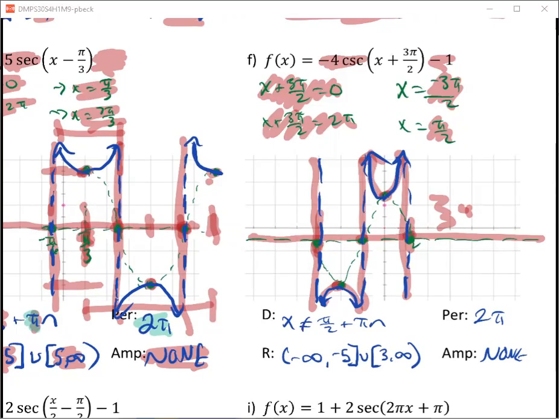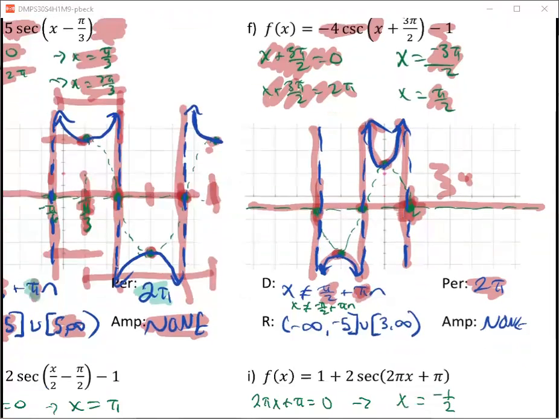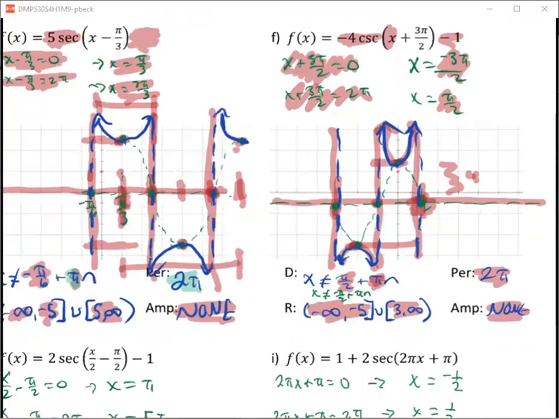One asymptote that I have here, I chose pi over 2. Now I could have just as easily said x is not allowed to equal -pi over 2 plus pi n. That's going to be true as well. So multiple ways that we can write it. I will accept any and all of those answers that are correct. And then the distance is half the period. Notice how I don't have a b value. I don't have a coefficient other than 1. So my period should still be 2 pi, hence pi n for my domain. Range, -infinity to -5, and then 3 to infinity, and then no amplitude.